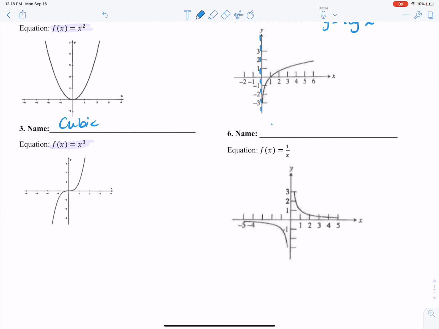Number 6 is a radical function. That has a vertical asymptote at the y-axis and a horizontal asymptote at the x-axis.